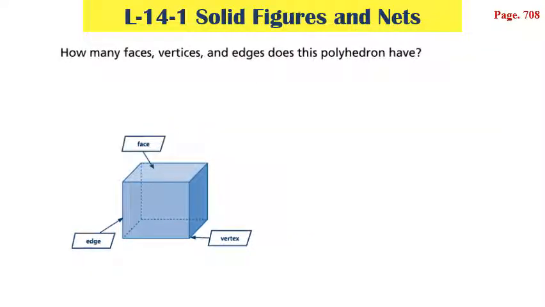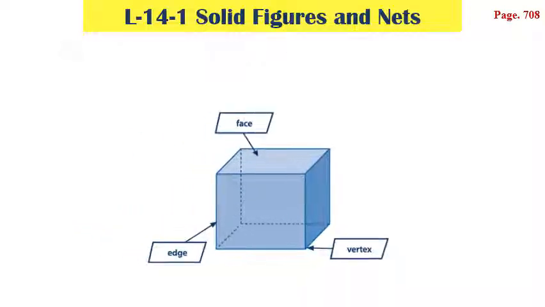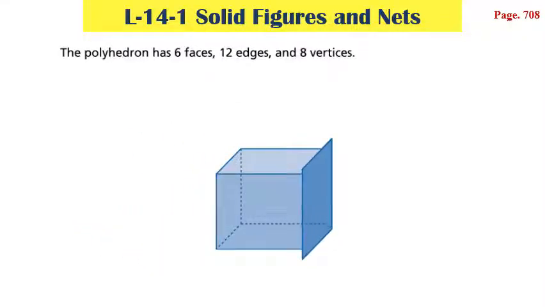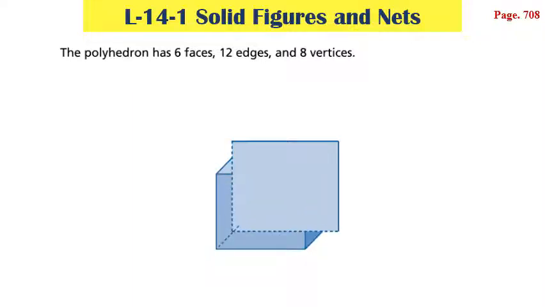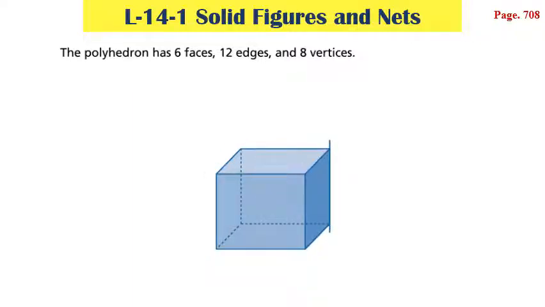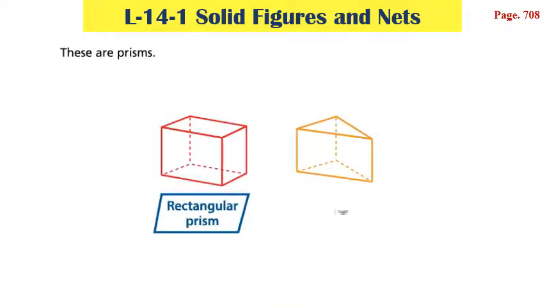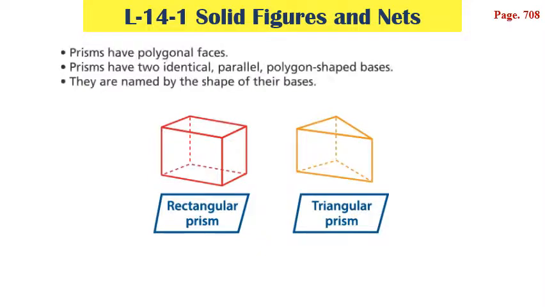How many faces, vertices, and edges does this polyhedron have? The polyhedron has 6 faces, 12 edges, and 8 vertices. These are prisms. Prisms have polygonal faces. Prisms have 2 identical, parallel, polygon-shaped bases. They are named by the shape of their bases.